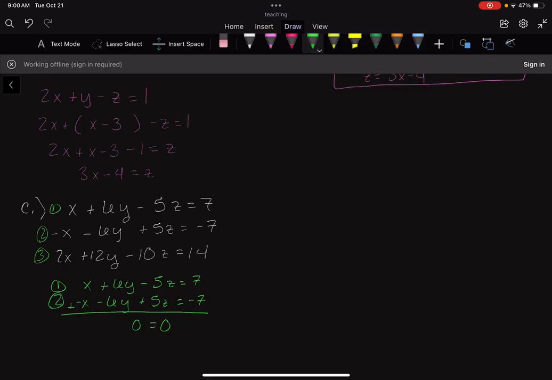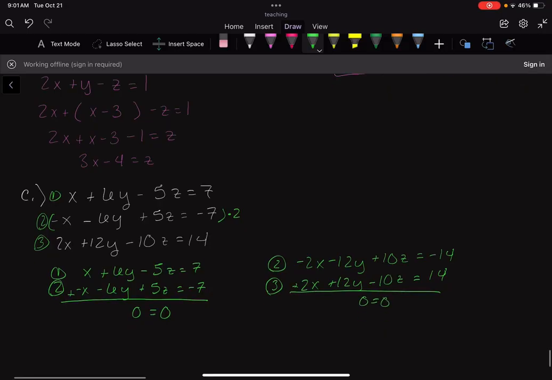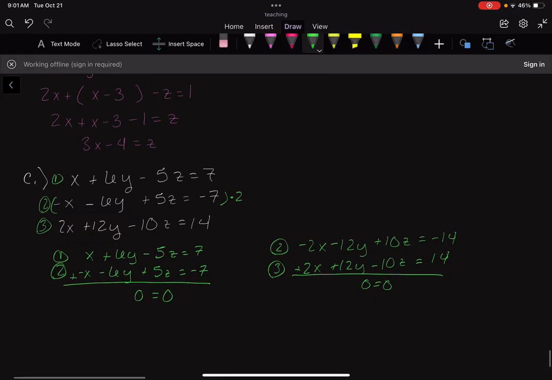And you could check it by doing another set as well. So if you did 2, if we multiply that by 2, I get negative 2x minus 12y plus 10z equals negative 14. And if I take 3, again, I get 0 equals 0. So with this one, it happened immediately. We didn't even get to cancel out one variable. So that's how we know that they're actually the same plane. So these are the same plane.